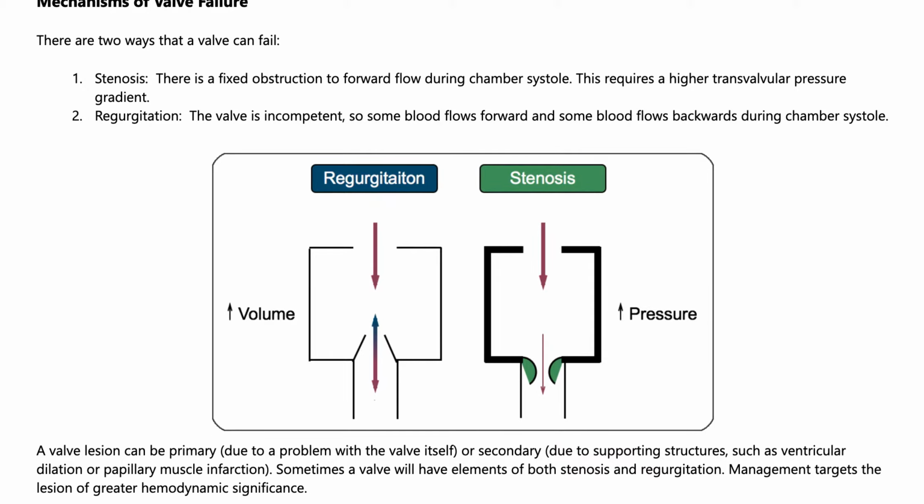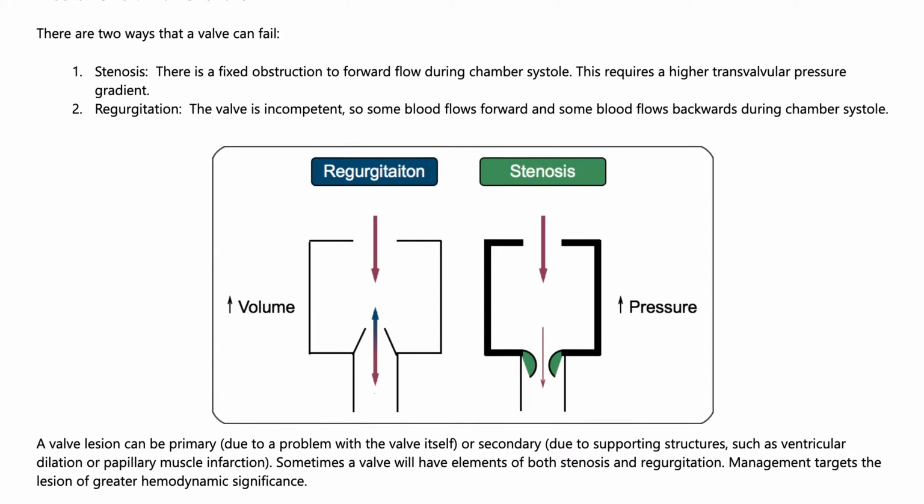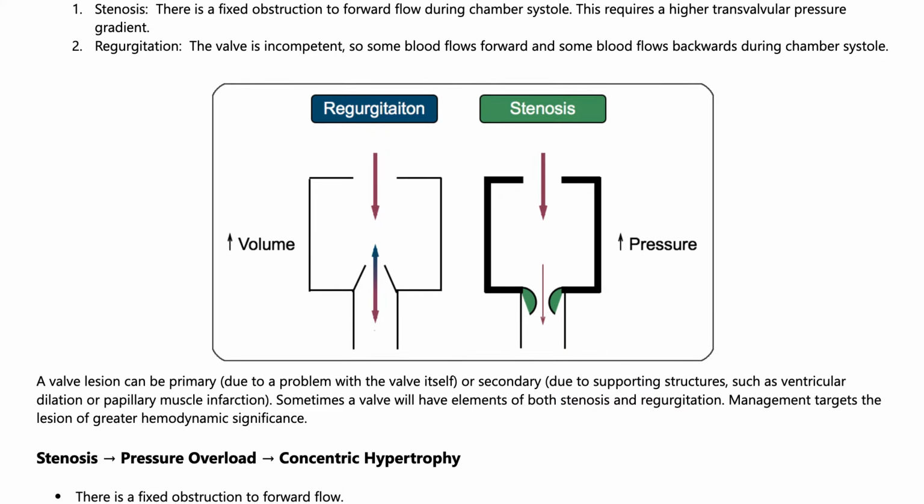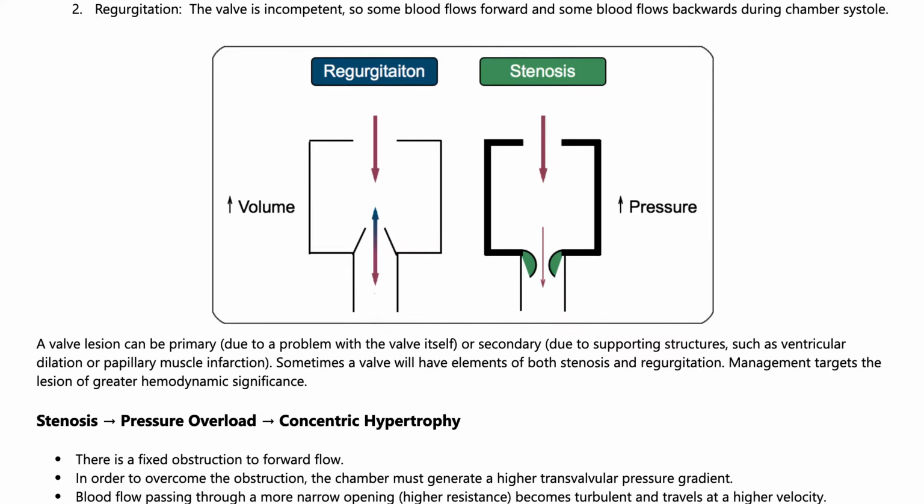Regurgitation is a problem where the valve is incompetent, so some blood flows forward and some blood flows backward during chamber systole. The following is a diagram that depicts regurgitation and stenosis. A valve lesion can be primary, due to a problem with the valve itself, or secondary, due to supporting structures, ventricular dilation, or papillary muscle infarction. So, a valve lesion can be primary or secondary.